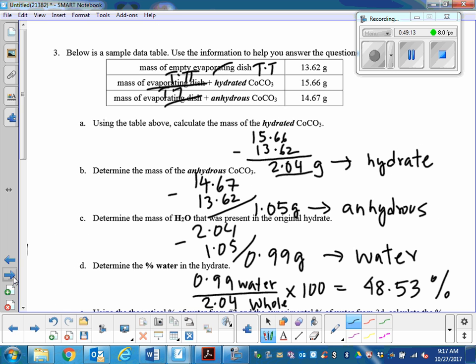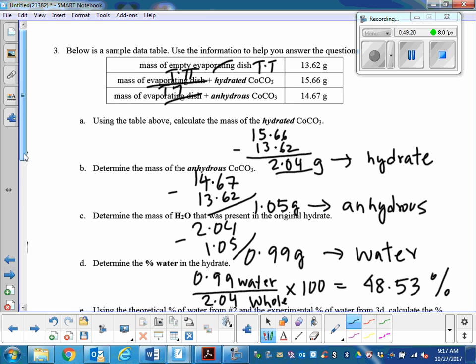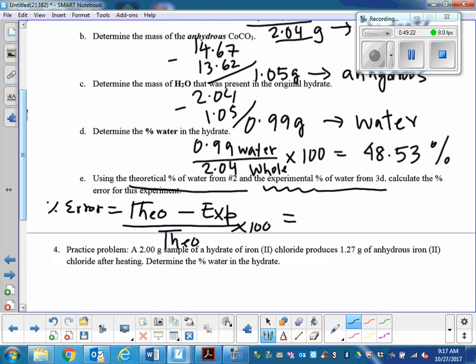All right? So, when you get data like this from the lab and you calculate, that is your experimental. This percent of water is your experimental, correct? Now you calculate your percent error. What is the previous number? I forget that.